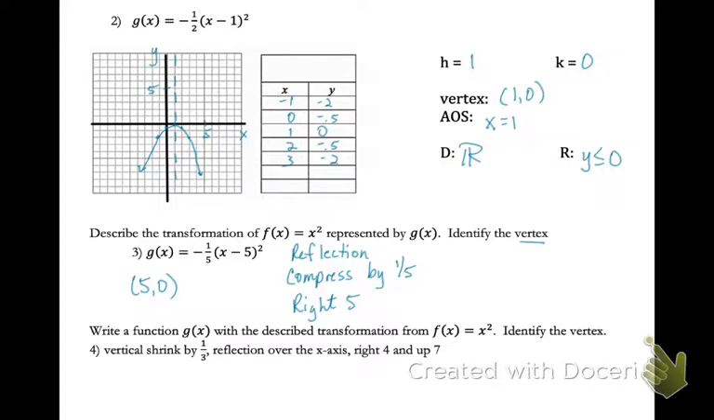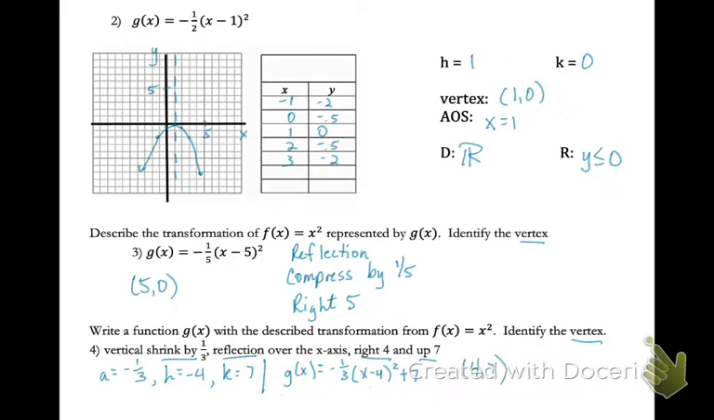Now try writing a function from the parent quadratic function and then identify the vertex. So you want a vertical shrink by 1/3, a reflection, so that means our multiplier a needs to be negative 1/3. Right 4, so our h value means that we need to shift it, subtract 4, and then up 7, so our k value will be positive 7. Now let's put this into vertex form of a quadratic equation. So y, or in this case g(x), will equal negative 1/3 times (x - 4), that shifts it to the right 4, squared, plus 7.